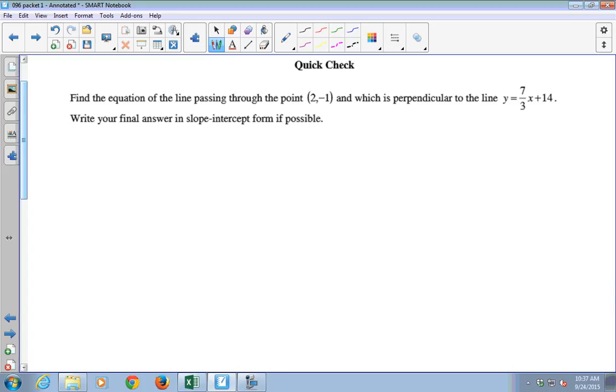And I'm going to give you a little reminder because we haven't reviewed this today. You want to find the equation of a line that goes through the point (2, -1) and is perpendicular to a given line. It's perpendicular to y = 7/3 x + 14. So what's the slope of this line? Yes, the slope of this line is 7/3. What's the slope of a line perpendicular to that? -3/7.